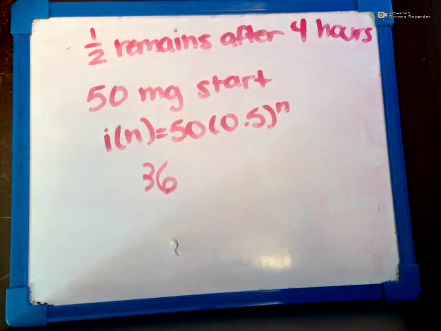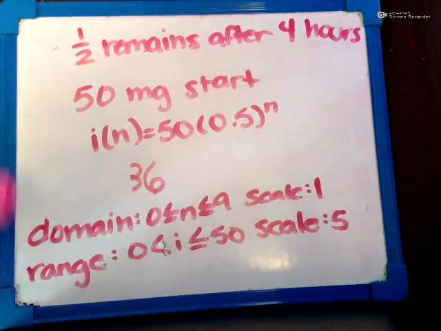And then it wants you to make a graph and model the depreciation of the radioactive isotope's number of milligrams. Again, I would use a graphing calculator to make the graph, so find a reasonable domain and range and a scale. Pause it and come back. So the domain would be n is greater than or equal to 0 and less than or equal to 9 with a scale of 1, but each 1 is a 4-hour period. So even though it goes up to 9, it's actually going up to 36 hours.